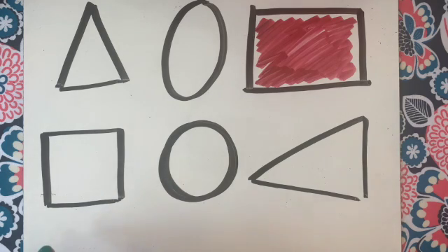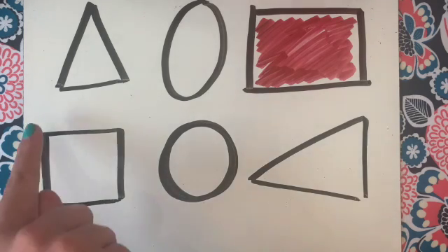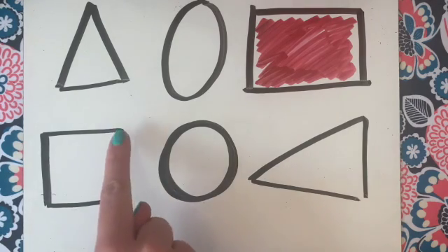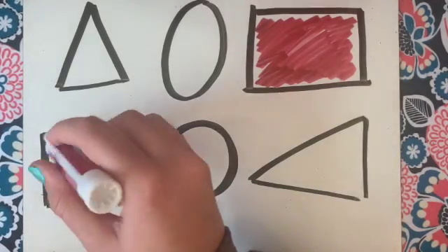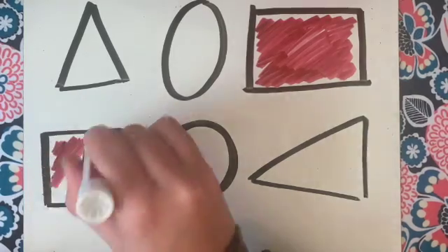Next, I'm going to look at this shape. Let's count the sides. 1, 2, 3, 4. 4 sides. Let's see if there are 4 corners. 1, 2, 3, 4. This is a rectangle. Let's go ahead and color it in.